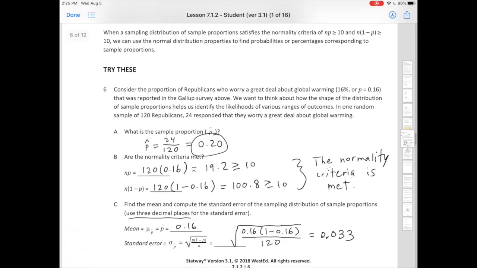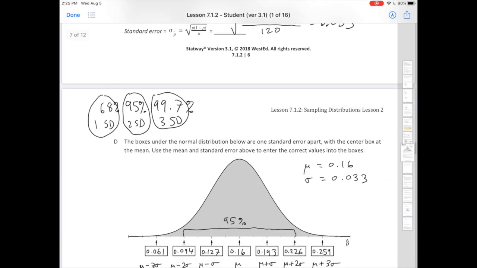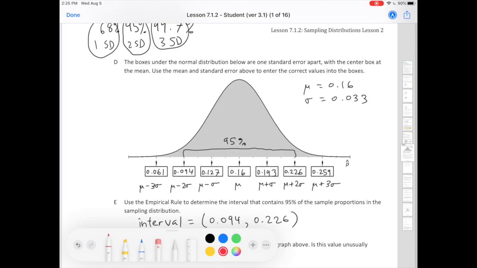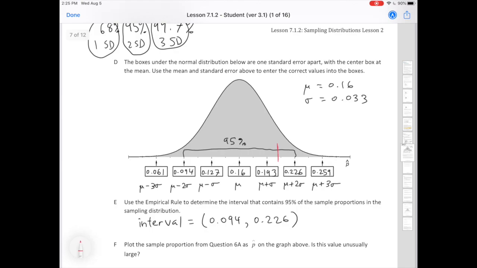So let's go to our picture and plot where that goes. 0.20. So where does that go in our picture? So I'm going to put it in with, let's use red here. 0.20 sits between 0.193 and 0.226. So I'm going to say that it's probably somewhere like right there. So this is p hat.